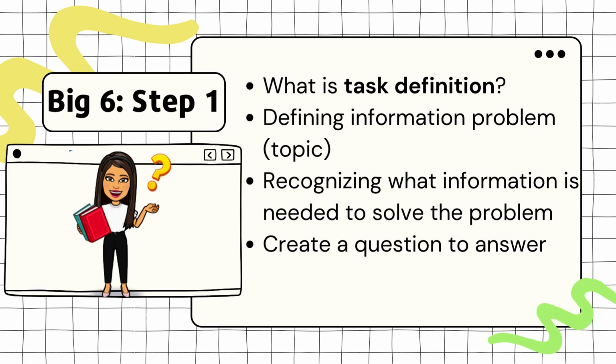Big Six Step 1. So, what is task definition? It's defining an information problem, so it's coming up with a topic. It's also recognizing what information is needed to solve the problem. Here is where you're going to create a question that you need to answer based on your topic.